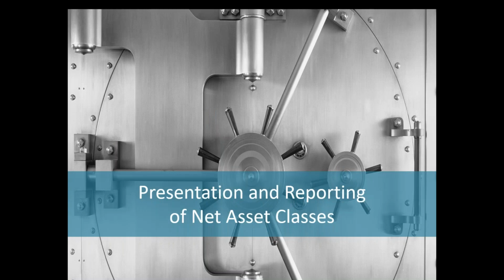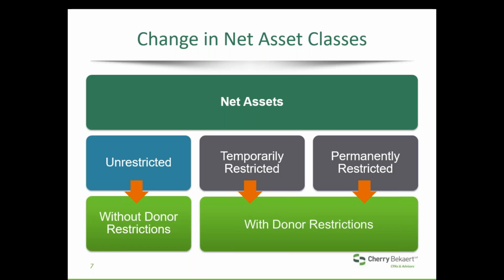So the first area we're going to touch base on is the presentation and reporting of net asset classes. So in current GAAP, there's three classes of net assets. What you're typically seeing now, or previously, was unrestricted, temporarily restricted, and permanently restricted. Under new GAAP in the ASU, there's going to be two net asset classes. So what was previously unrestricted is now going to be called net assets without donor restrictions, and your temporarily and permanently restricted net assets will be combined into one bucket called net assets with donor restrictions.